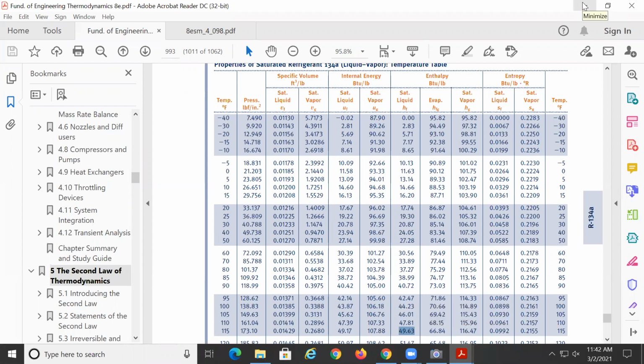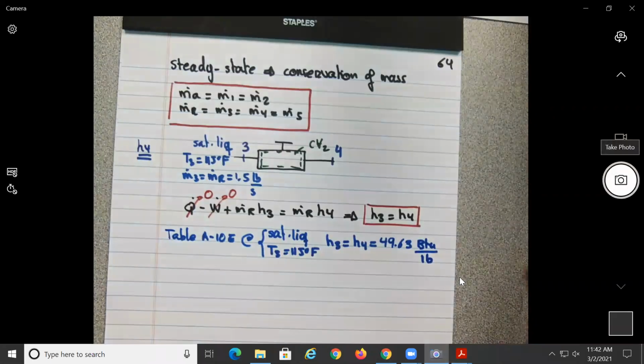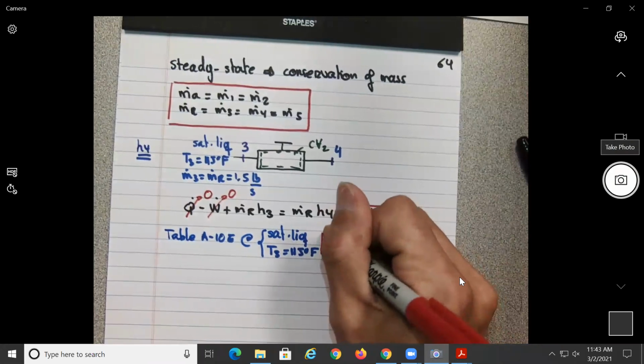So I'm going to write down from table A10E at saturated liquid, you need to know two things, and T3 equal to 115 Fahrenheit. You have H3 will be equal to H4, that is equal to 49.63 BTU per lb. Okay, so once I come here, this is what I have. H3 equal H4.